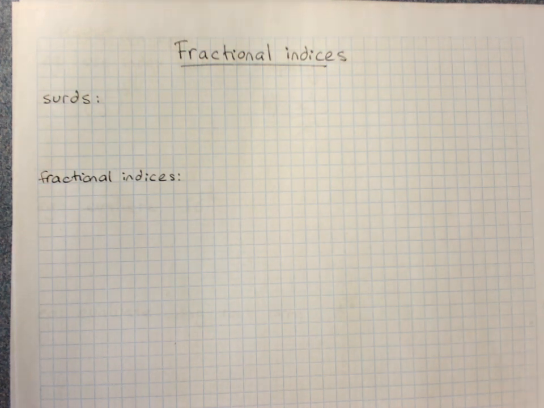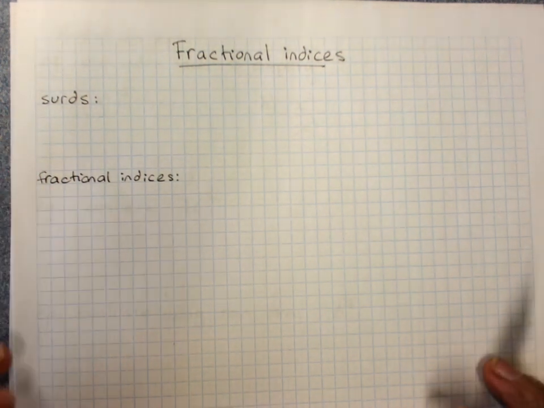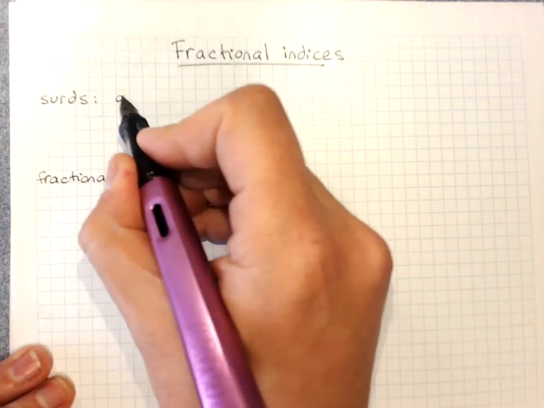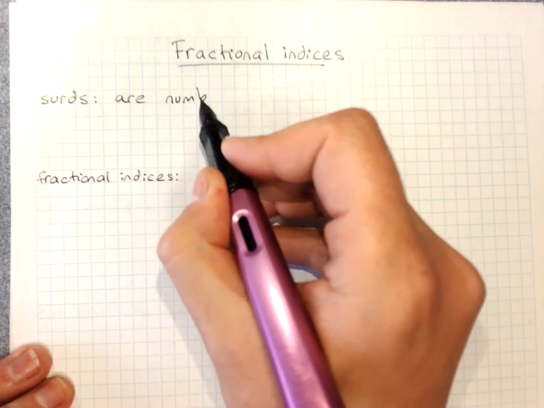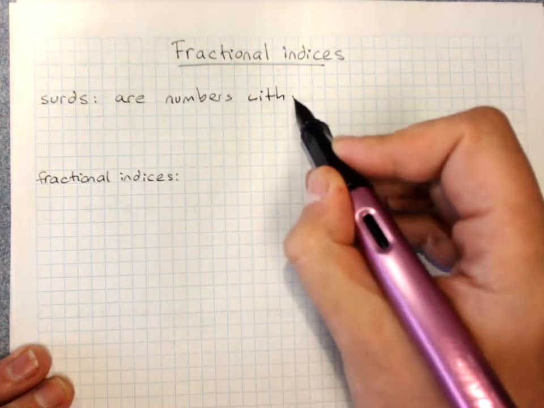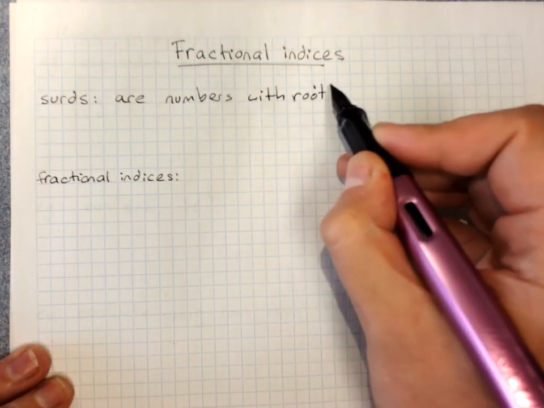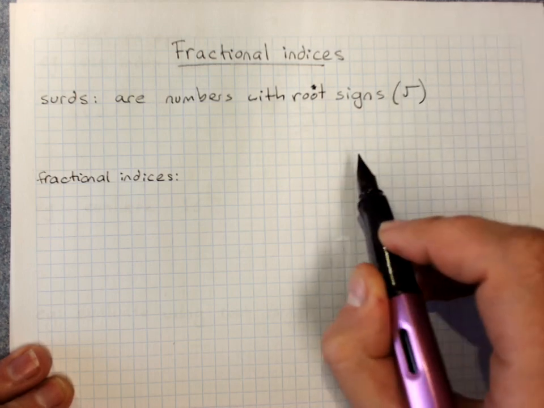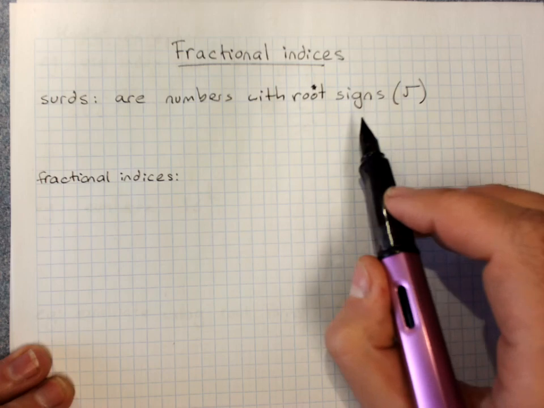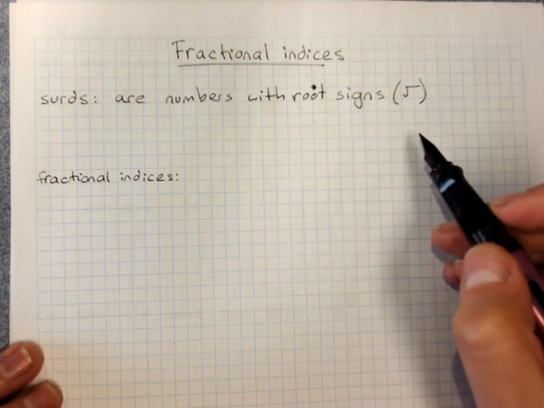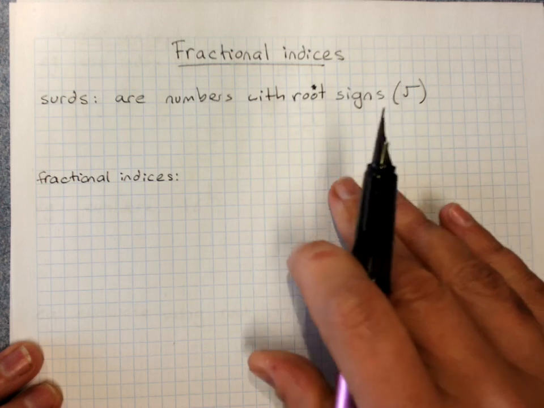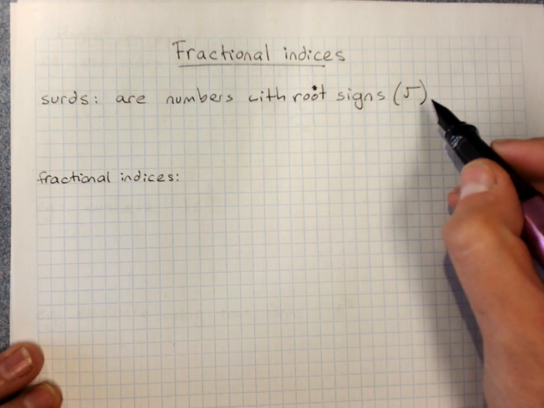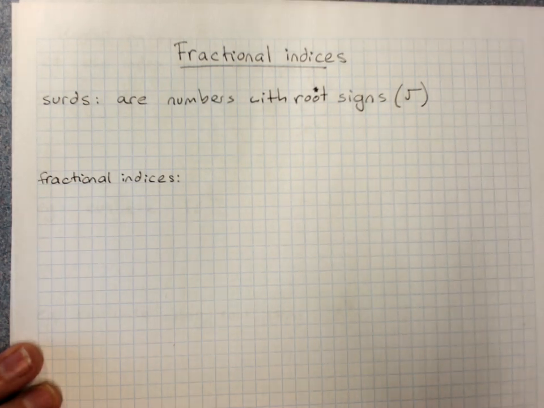Fractional indices and surds. Just a quick reminder that a surd, or surds, are numbers with root signs, that are irrational numbers. That is, they can't be represented as a fraction. Their decimal parts will keep on going infinitely. So it's an infinite non-recurring decimal when you evaluate it.